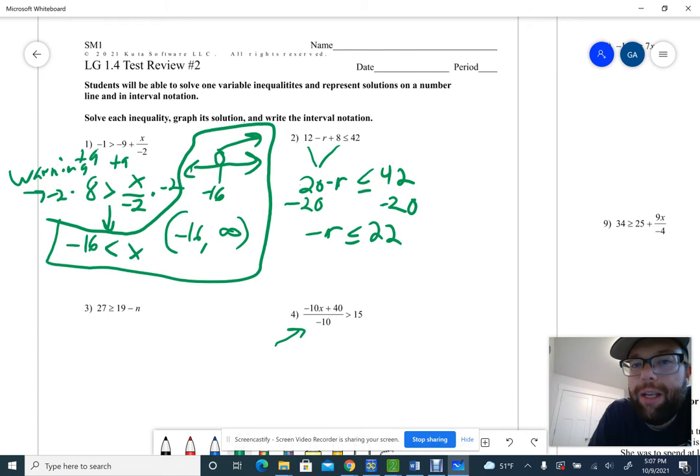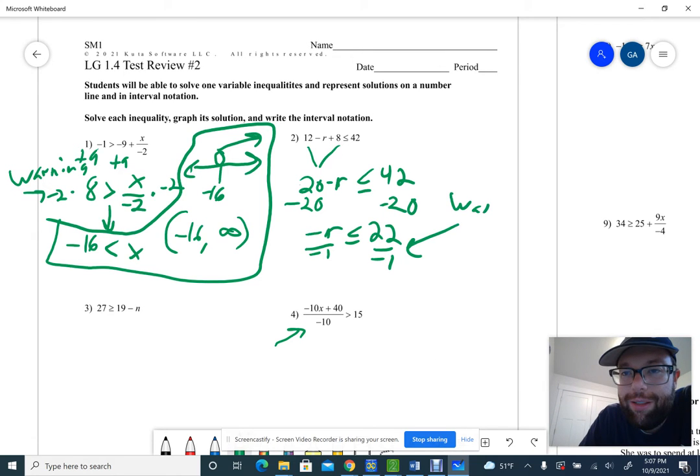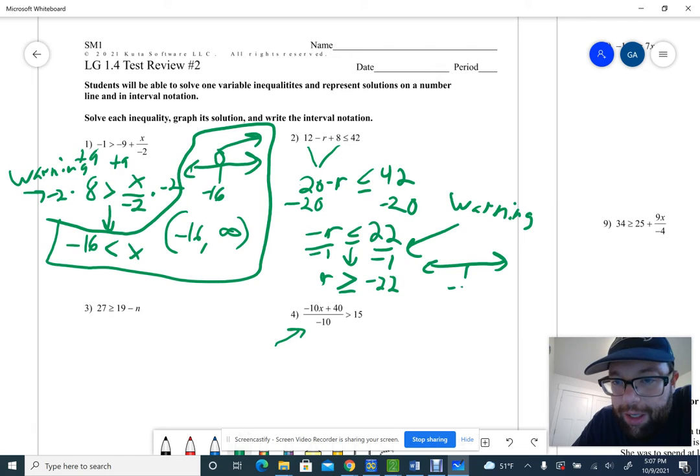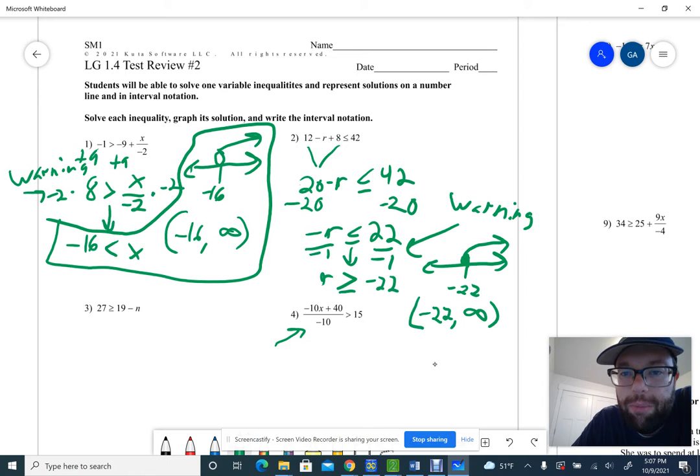Now, still not quite done, right? It's a -r, so I have to divide by a -1. I'm dividing by a negative number, so warning, right? It's going to flip the sign. R is going to now be greater than or equal to a -22. So when I graph it at -22, it would be a closed circle, and it's eating the variable, so it goes to the right. So -22 would be the least, infinity would be the greatest, parenthesis on the infinity, bracket on the -22, because that's a closed circle. Okay, so that would be my answers.